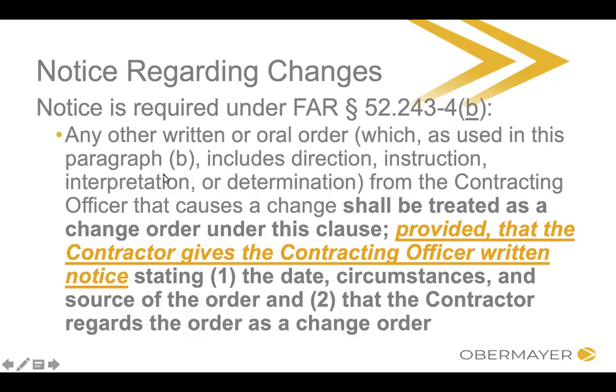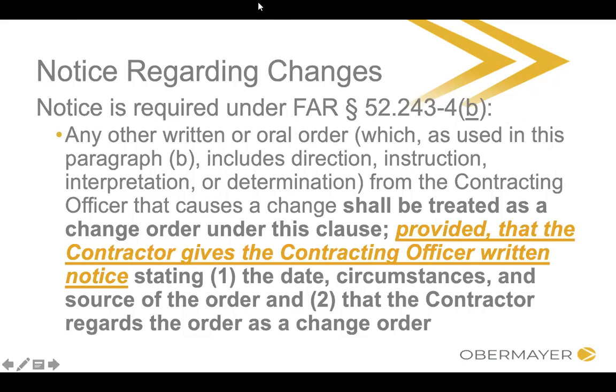And you've seen that first part of the clause before, right? Any other written or oral order, which includes direction, instruction, et cetera, shall be treated as a change order under this clause. But here's the part that we're going to talk about now: provided that the contractor gives the contracting officer written notice. So in other words, yes, we're going to treat something that the government didn't call a change, but that functioned like a change, as a change if you, the contractor, provided notice to the contracting officer.